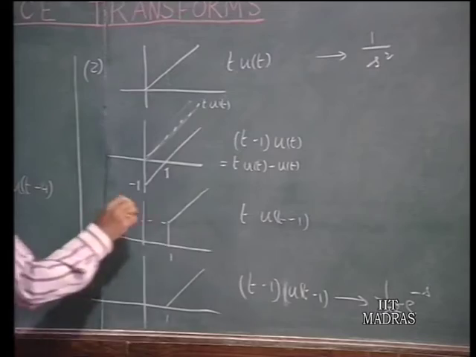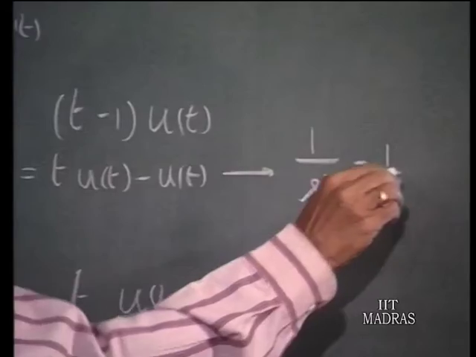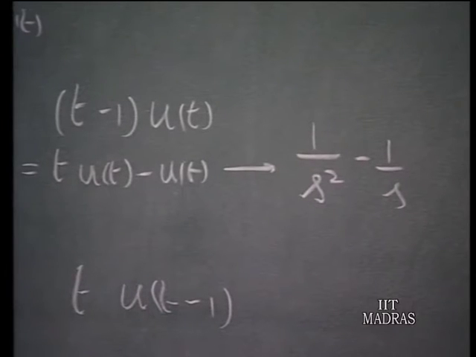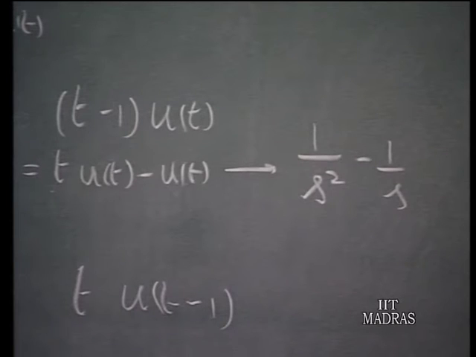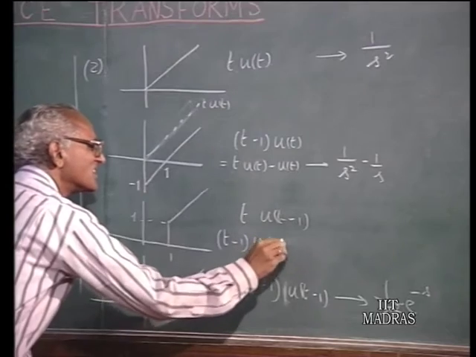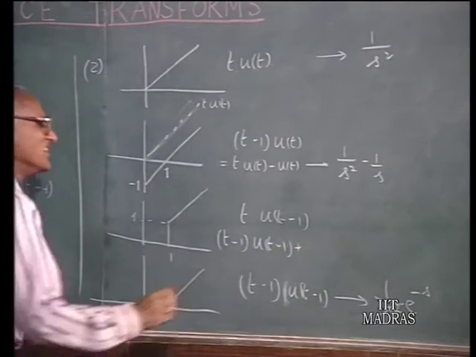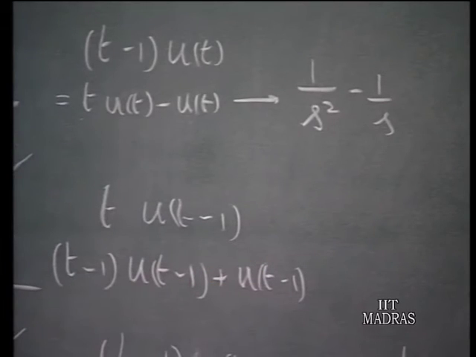Therefore, the Laplace transform of this is 1 over s squared minus 1 over s. The Laplace transform of t u(t) is 1 over s squared. The Laplace transform of u(t) is 1 over s. Now, as far as t u(t-1) is concerned, you can think of this as (t-1) u(t-1) plus u(t-1). If you add these two, that is what you get.